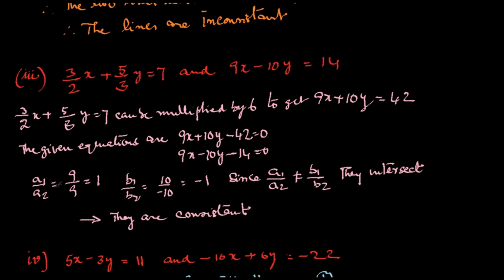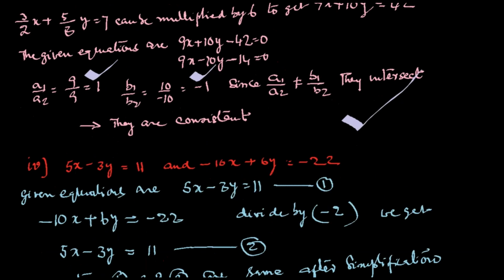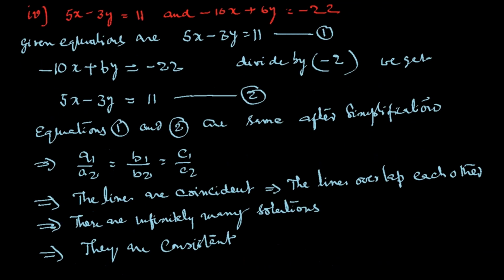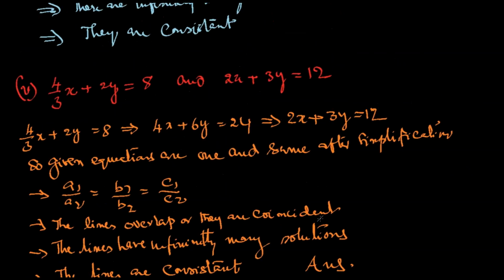Here you see, a1 by a2 is 1, b1 by b2 is minus 1. So they are consistent. They are intersecting. Here you see a1 by a2 is b1 by b2 is c1 by c2. That means they are coincident. They are lying one over the other. They are consistent. They have common points.